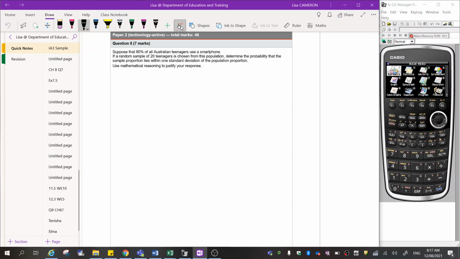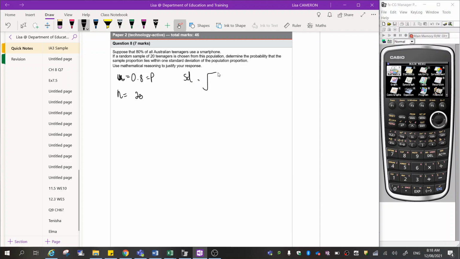is that 80% of all Australian teenagers. So that means that the mean is equal to 0.8. Next thing that we want to do is we've got that n, and we've got 20 in the sample. Now, when I look through my formula booklet, straight away I see something that's got p and it's got n, which means that I can calculate the standard deviation in the sample.